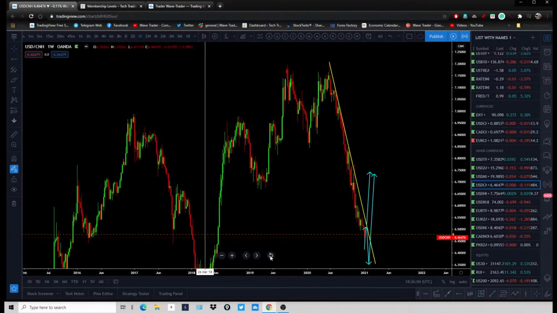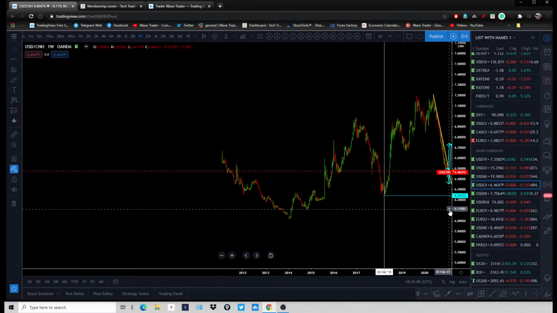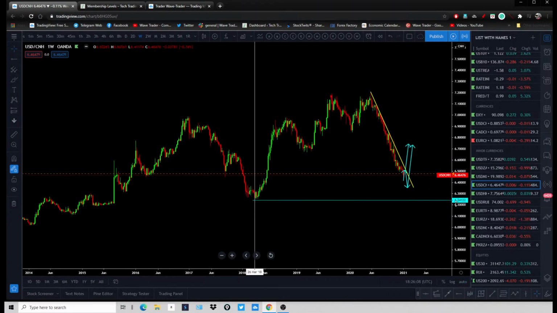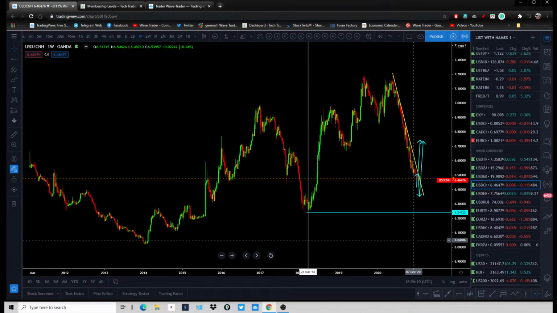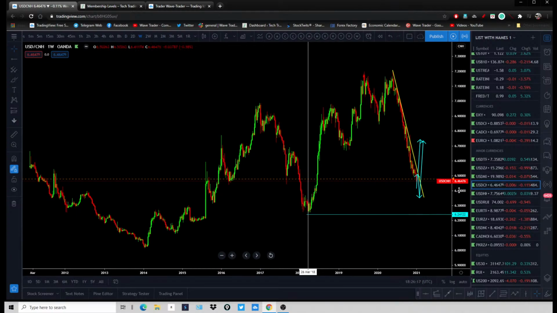But yes, the lower the price goes on the dollar against the Chinese yuan, it is simply creating a problem for China, meaning that they can intervene. The PBOC, the People's Bank of China, can intervene in the market, and they can drive their currency lower. That can reverse this chart.